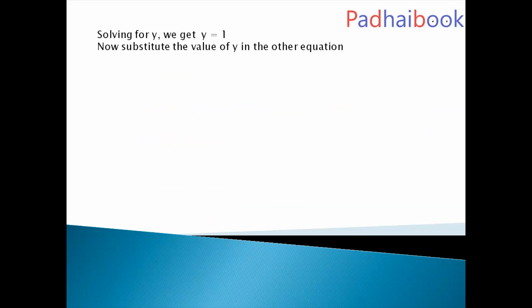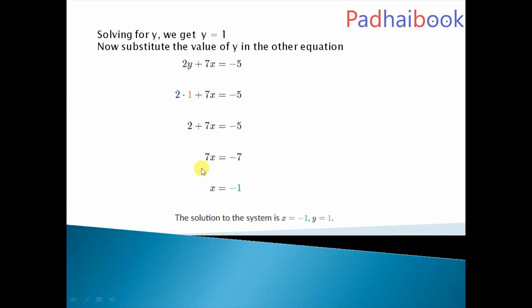So now I will substitute the value of y is equal to 1 in the other equation and I will easily get the value of x. So 2 plus 7x is equal to minus 7, 7x is equal to minus 7 and x is equal to minus 1. So my final solution is x is equal to minus 1 and y is equal to 1.